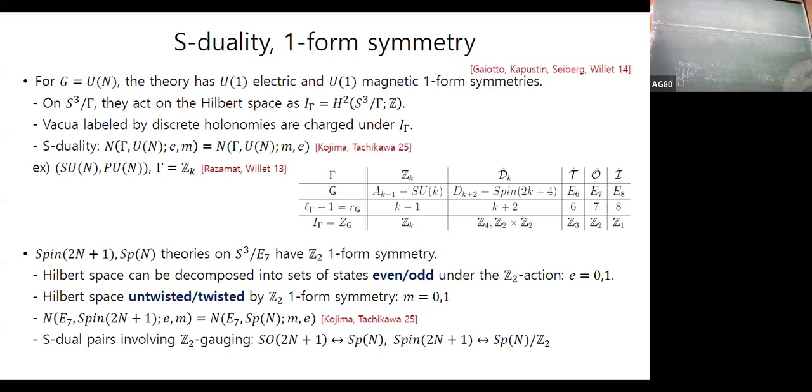And actually, this is expected from the S-dual pairs involving Z2 gauging between SO(2n+1), SP(N), and the spin group. Just one last, along the lines of what Sandeep was asking, if you think of this S1 as a fiber over an S2, then one half natural thing you could do is include fluxes on the S2. Is that part of your story? I do not turn on the flux. Okay.